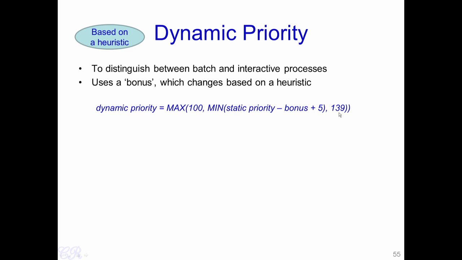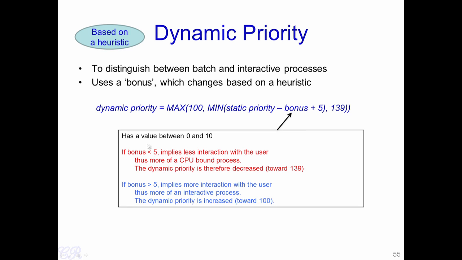So, for instance, let us say we start the process with the default static priority, that is 120, and we give a bonus of say 3. Then we have 120 minus 3 plus 5, that is 122. The min of 122 and 139 is 122, and the max of 100 and 122 is 122. So, the dynamic priority for this example was 122. Now, the crucial thing is this bonus. How is this bonus set?